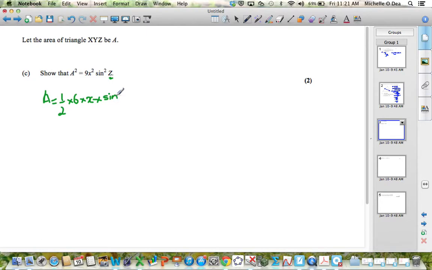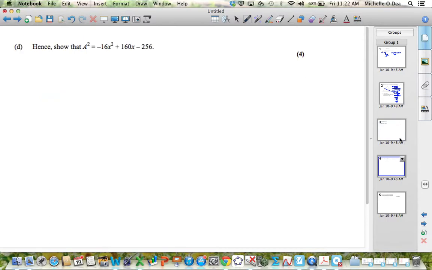So we have that. And we just need to simplify that a little bit. So half of 6 is 3, so we've got 3x sine Z. Now that's what the area is equal to. And of course here we see that it's a squared, so we need to square everything. So when you square everything, make sure you square every term in there. So square the 3, square the x, and we square the sine. And you can write it as sine z in brackets all squared, or you can write sine squared z. It's the same thing.